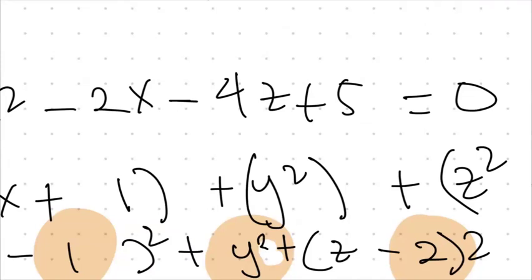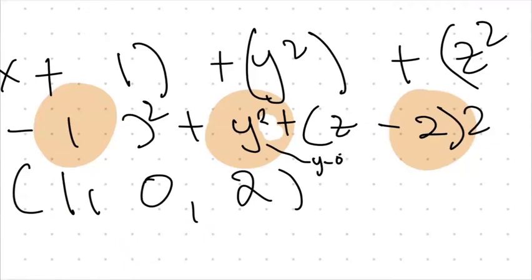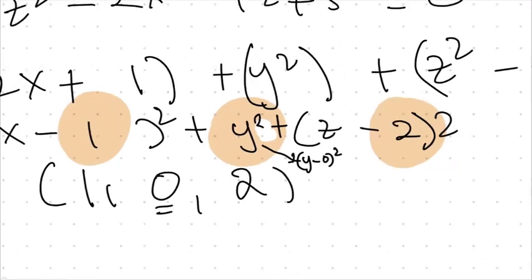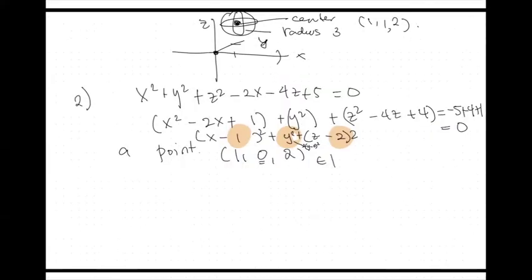This is just equal to y minus 0 squared. Yeah, 0 for that one. It's a point in R3.